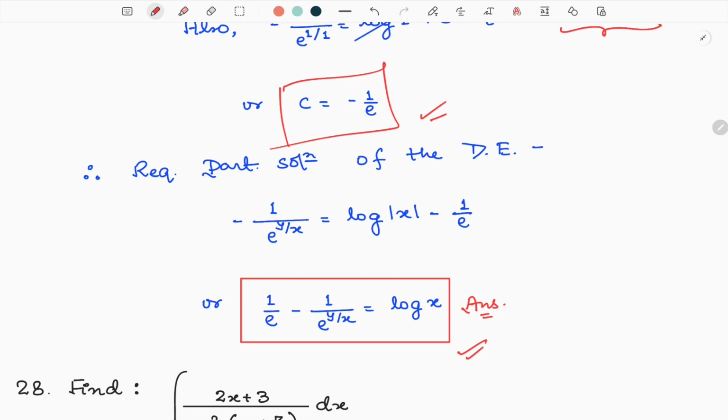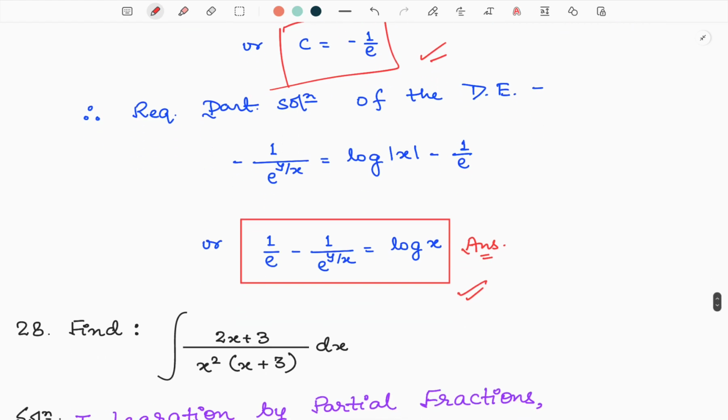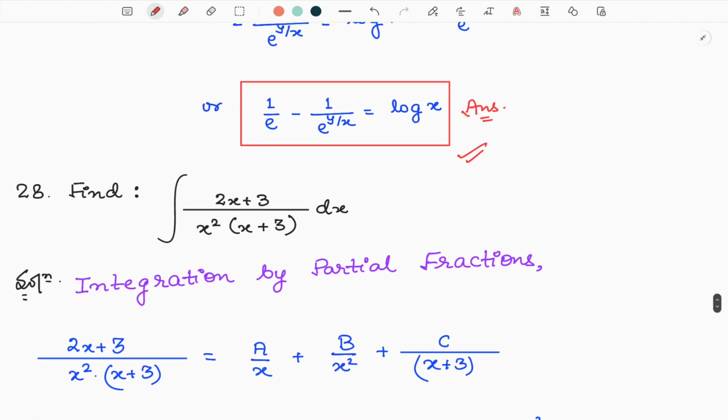So you can solve both the parts very easily, but in my perception part A was much easier than part B. Now let us come to question number 28. Question number 28 is again from calculus, particularly from integral calculus, and that too from indefinite integrals.